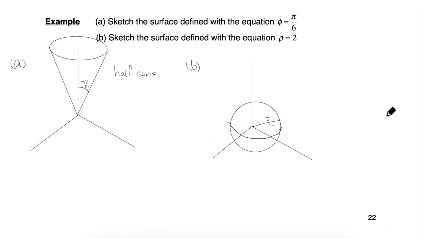So let's think a little bit about surfaces. If we are given phi equals pi over 6, what does that mean? It means that the angle between the z-axis and the points I'm looking for is pi over 6, and there's lots and lots of options because theta is not limited and rho is not limited, and therefore it's a cone. It's a half cone because it doesn't go below. That would be phi equals 5 pi over 6 if the cone had the second part. Sketch the surface defined by rho equals 2. That's easy. It's just a sphere that has a radius of 2.